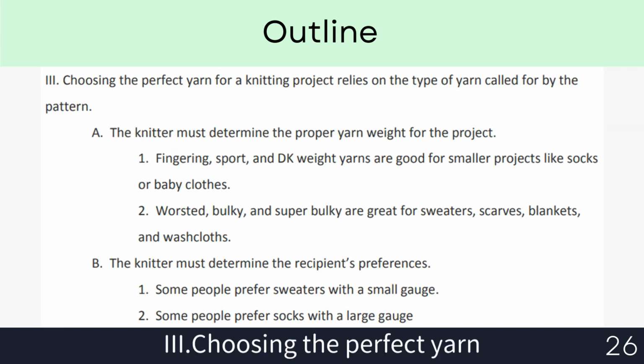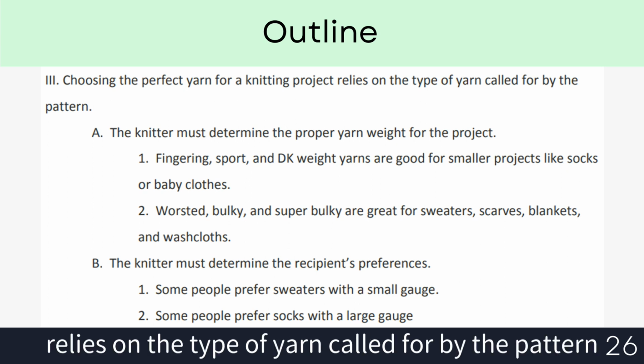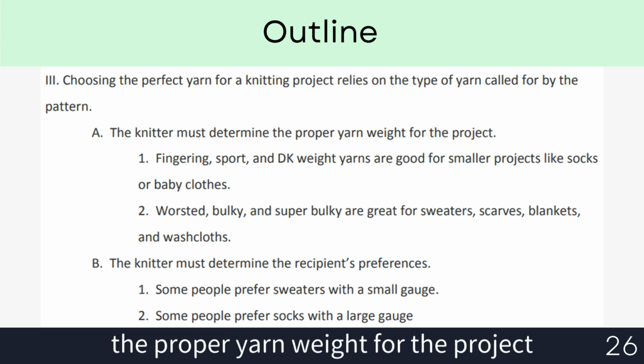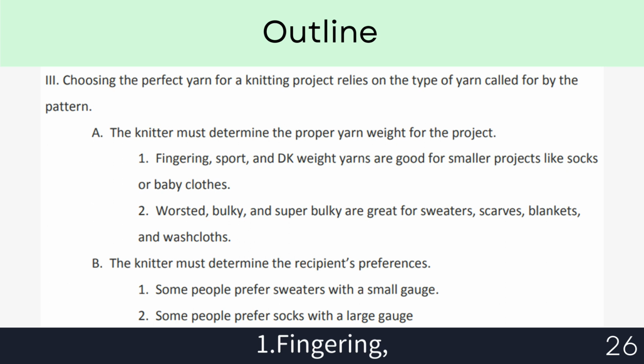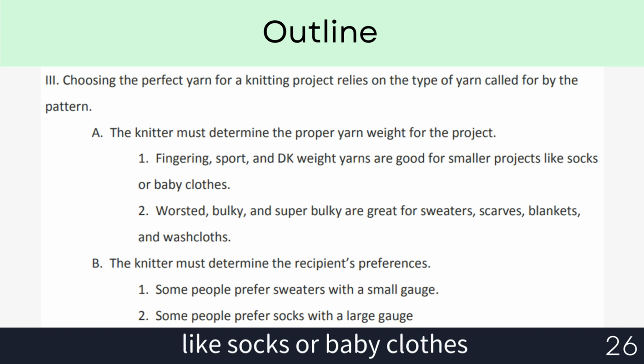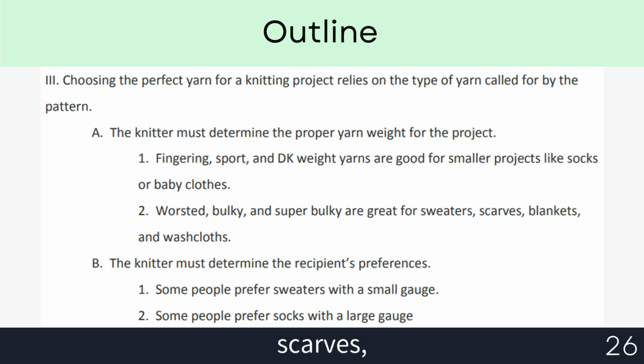3. Choosing the perfect yarn for a knitting project relies on the type of yarn called for by the pattern. A. The knitter must determine the proper yarn weight for the project. 1. Fingering, sport, and DK weight yarns are good for smaller projects like socks or baby clothes. 2. Worsted, bulky, and super bulky are great for sweaters, scarves, blankets, and washcloths.